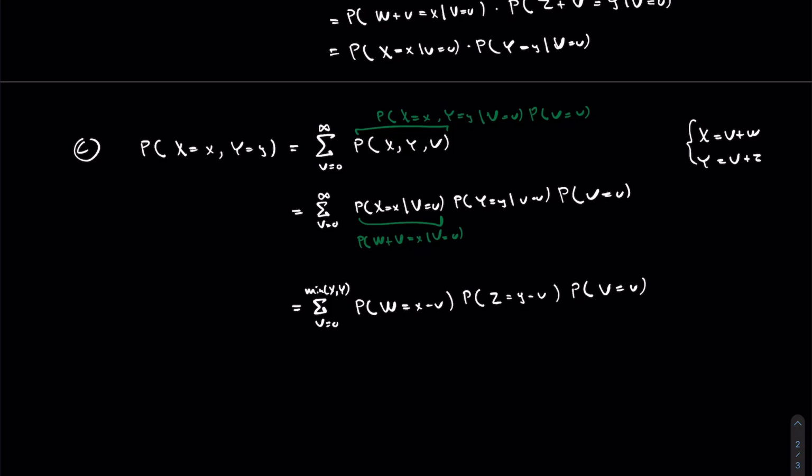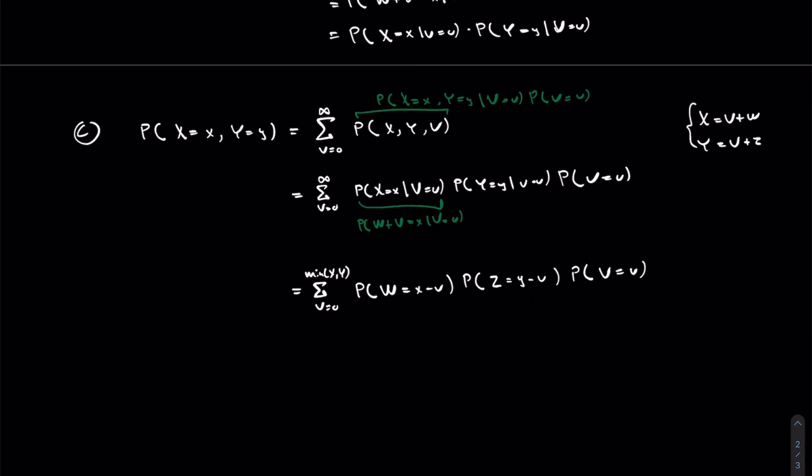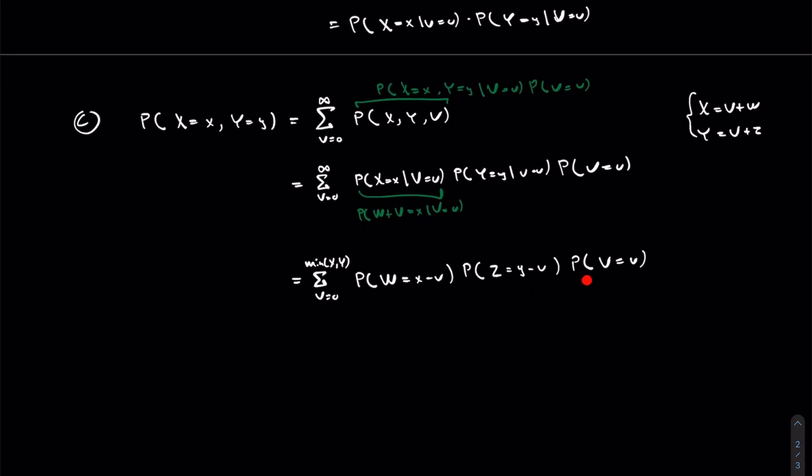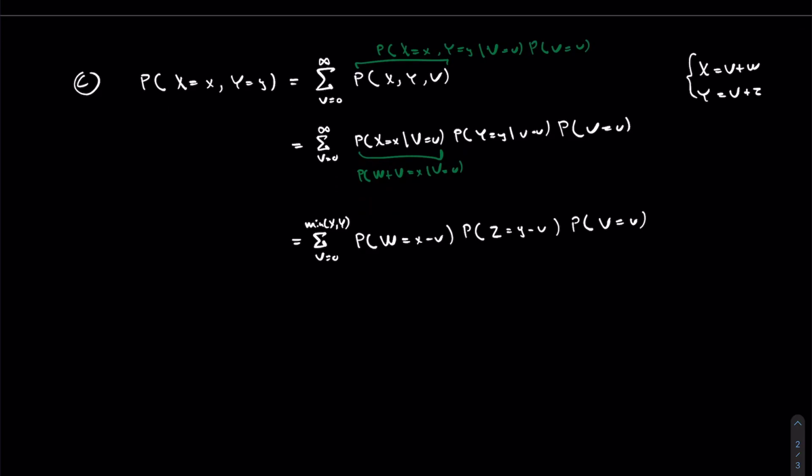Okay, and we know that this marginal is just a Poisson with the values x minus v here, and the same for Z. This is the same thing, the marginal of a Poisson. So what we end up finally with is just writing out what these things are.